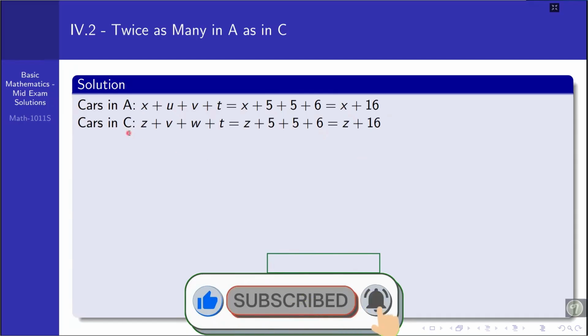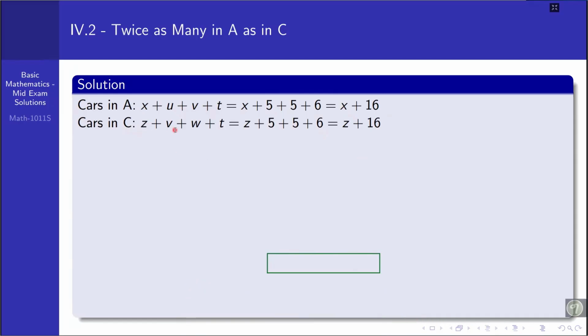Similarly, cars in C will be Z plus V plus W plus T, which is equal to Z plus 5 plus 5 plus 6, which is equal to Z plus 16.